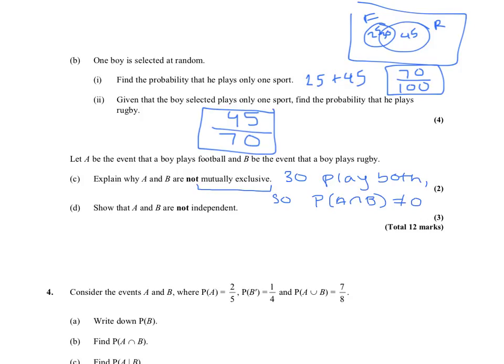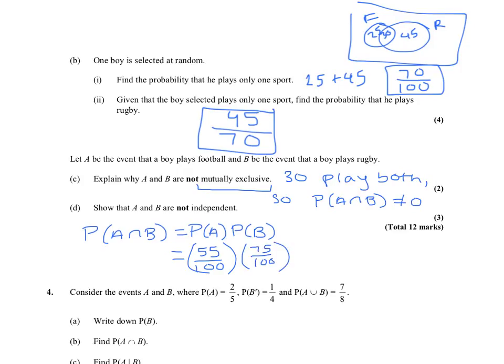Then it says show that A and B are not independent. Okay, so we want to find out whether or not they're independent. This is our formula for the independence. So it says that the probability of A and B, so the probability that they play football and play rugby, would be the probability that they play football, which would be 55 out of 100, times the probability that they play rugby, which would be 75 out of 100. Now, if they're independent, what should we get? Well, if they're independent, we should get the probability that someone plays both, which we already know is 30 out of 100, because that's from this middle section right here. That's the kids that play both.